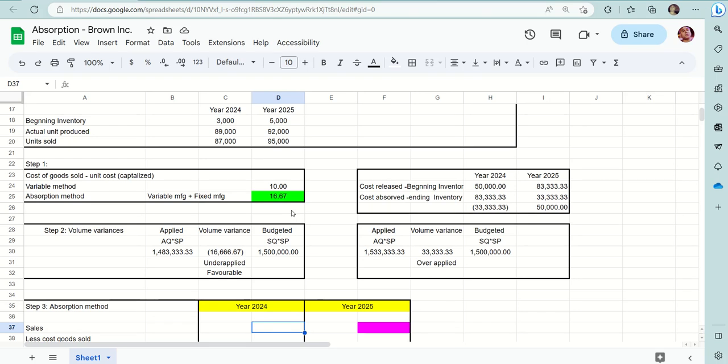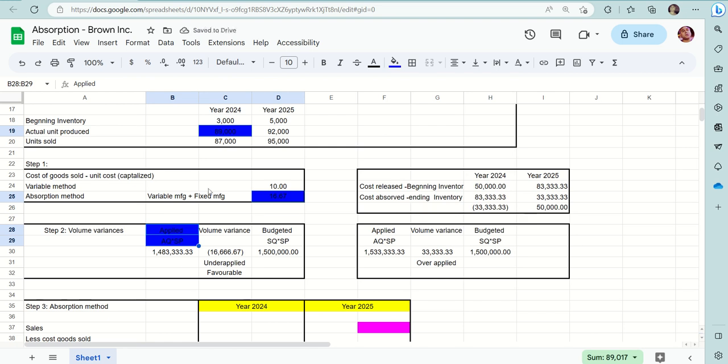In step 2, we need to find the volume variances. We would need to use our applied cost and budgeted cost. The applied cost is the actual quantity produced multiplied by this 16.67, highlighted in blue. Okay, that is our applied. I'm going to highlight that in blue.